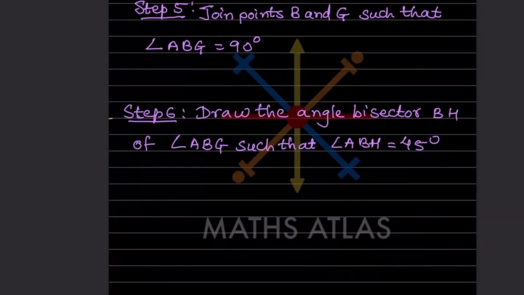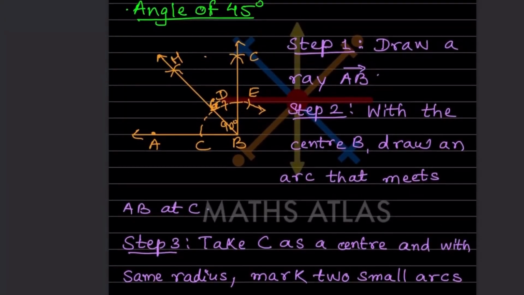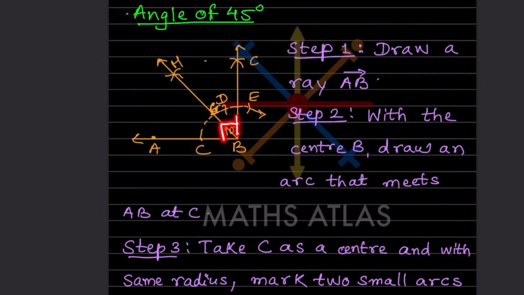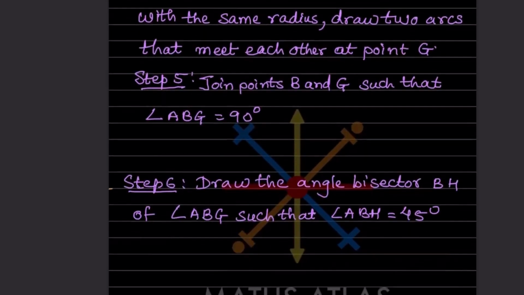So look at the steps. Draw the angle bisector BH of angle ABG such that angle ABH is equal to 45, because when you bisect this, the whole thing is 90 degrees. So when you bisect, this should be 45 and this also should be 45. You can look at the steps and accordingly do it for the angle of 45 degrees.